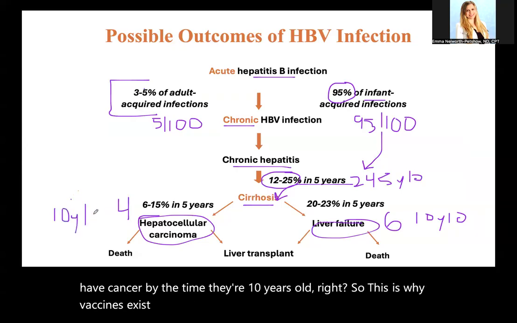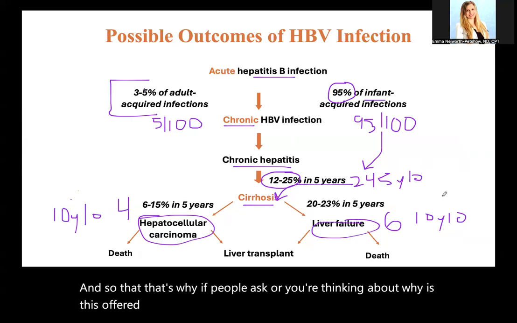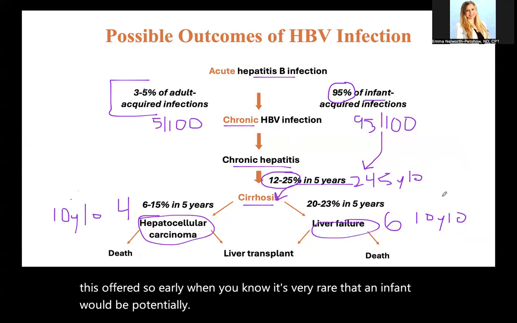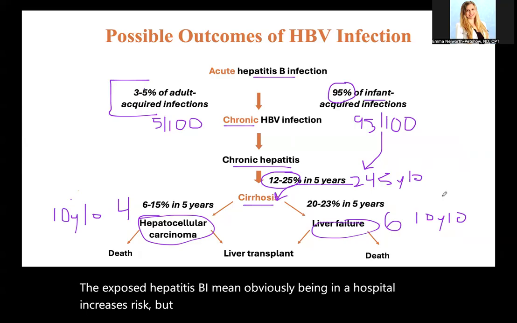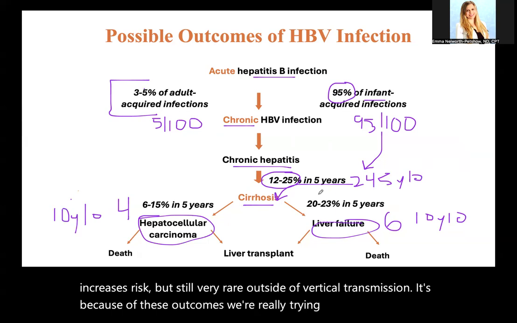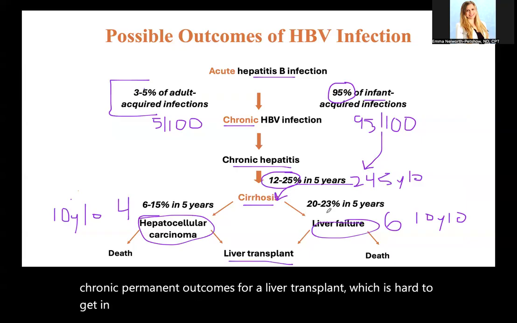So this is why vaccines exist. It's to prevent these bad outcomes from occurring. And so that's why, if people ask or you're thinking about, well, why is this offered so early when it's very rare that an infant would be potentially exposed to hepatitis B. I mean, obviously being in a hospital increases risk, but still very rare outside of vertical transmission. It's because of these outcomes. We're really trying to prevent these chronic permanent outcomes, like a liver transplant, which is hard to get in general, especially for a kiddo, or even worse, death.